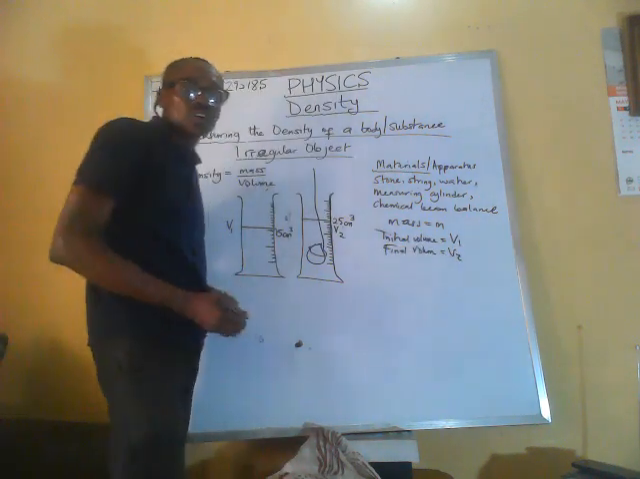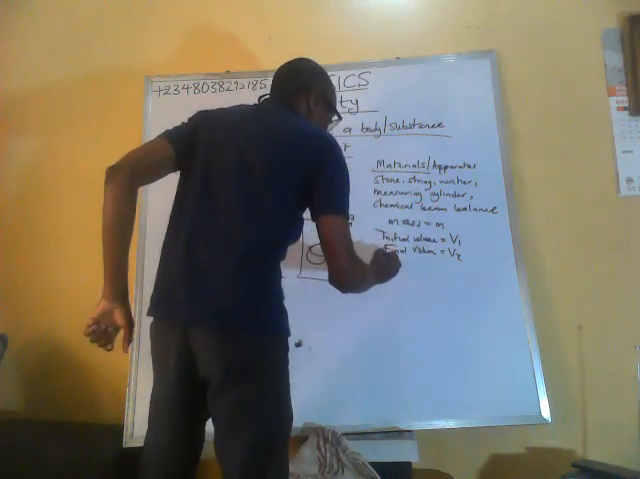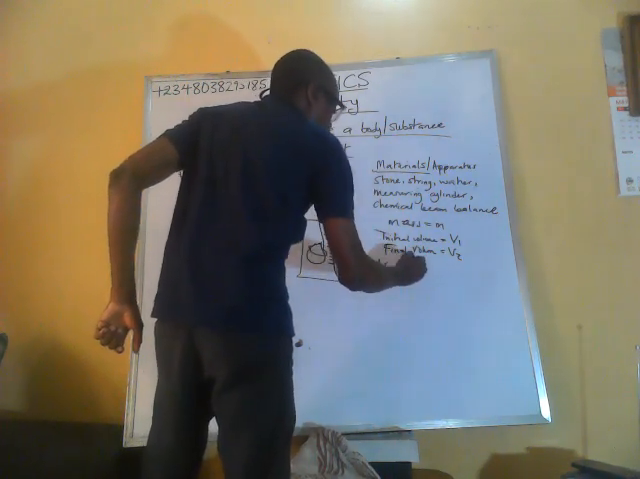So how do you get the volume of the stone? The volume of the stone is V2 minus V1.